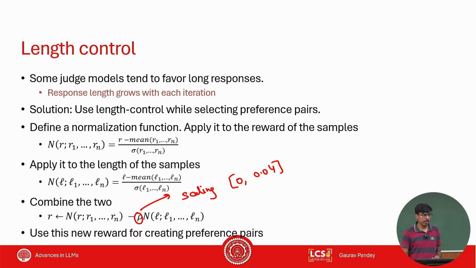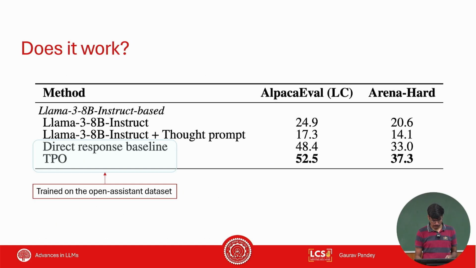And now you can use this new reward for creating the preference pairs instead of the earlier reward. And so they compared it to a direct response baseline, which means directly doing SFT on the response part only.